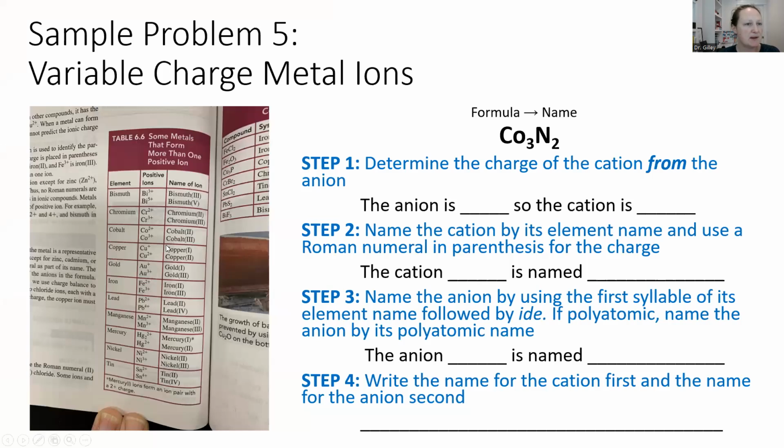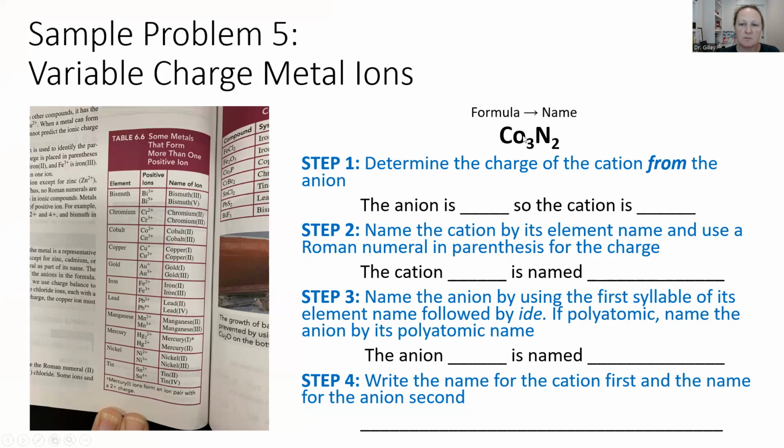All right, let's go over another sample problem. And again, now we're dealing with type 2 compounds, which contain variable charge metal ions. And the first type of problem is going to be starting from the formula. Our goal is to be able to write the correct name.